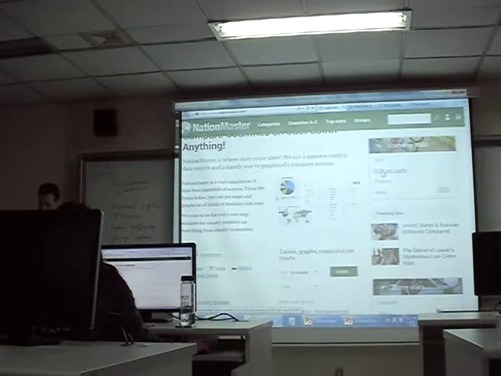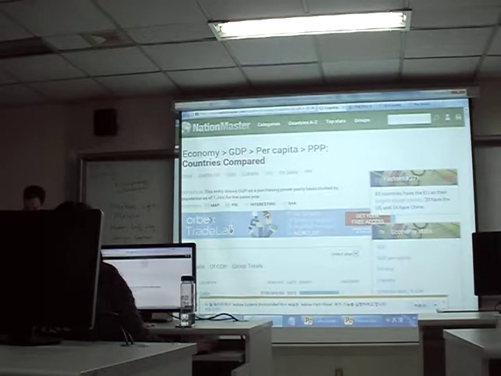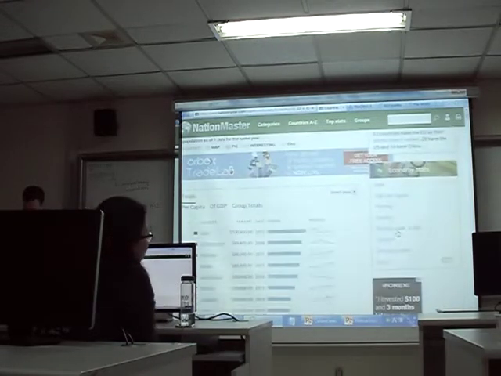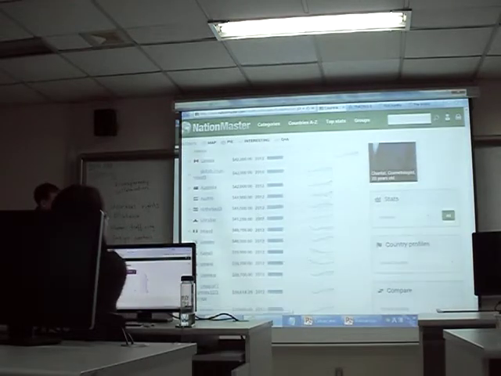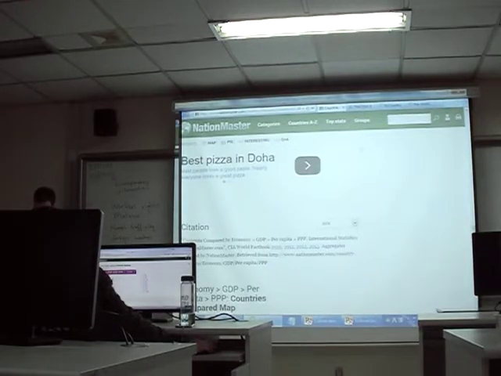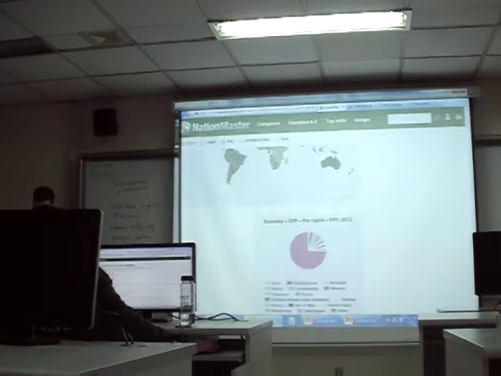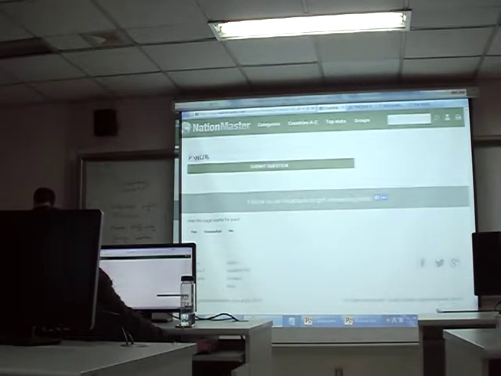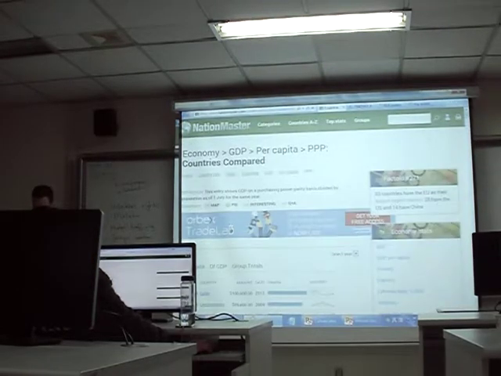Okay. GDP per capita. We can see that per capita is better than just GDP because it gives the number per person. We can see the list here of the countries, so you can find the country you're looking for with GDP per capita. And then at the end it tells us where they get the information. So we can find different types of information here on Nation Master.